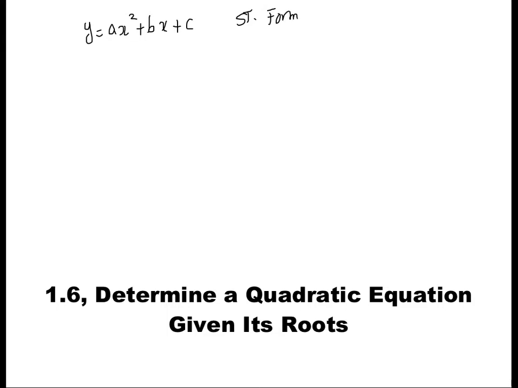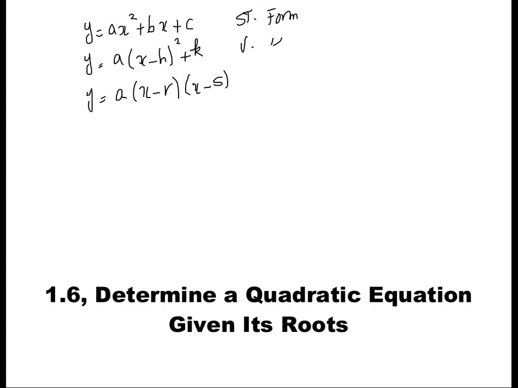or it can be expressed in vertex form, which is a times x minus h squared plus k, which is the vertex form. And the last one, it can be expressed in x-intercepts or factored form, which is a times x minus r times x minus s, where r and s are the zeros.